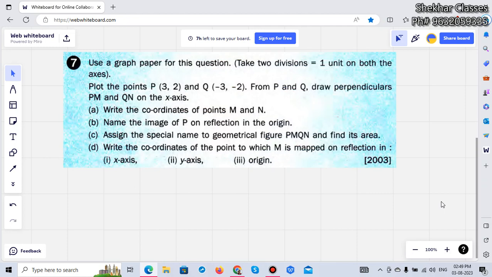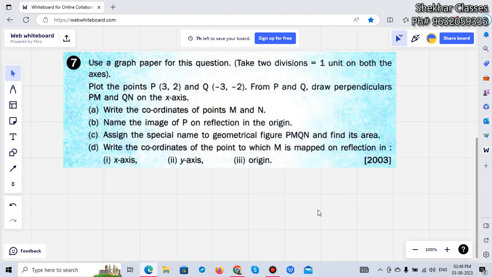Assign a special name to the geometrical figure PMQN and find its area. Write the coordinates of the point to which M is mapped on reflection in the x-axis, y-axis and origin. This question came in the board exam in 2003. So let's see how we do it.